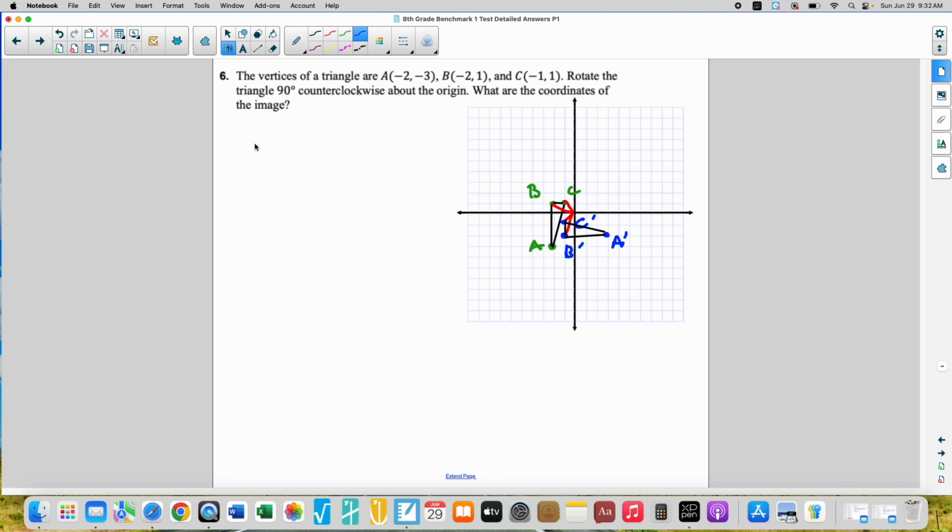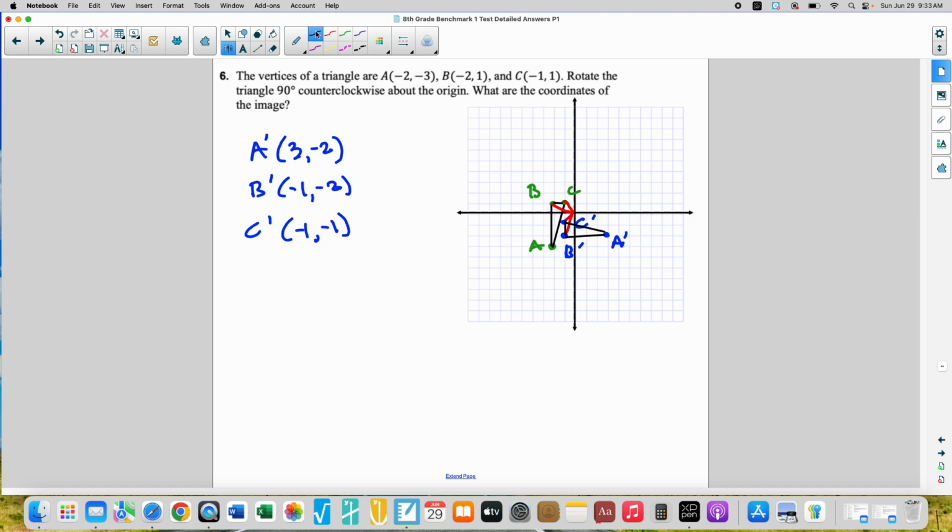And so my A prime is going to be, what's that? 3, negative 2. B prime is negative 1, negative 2. And C prime is going to be negative 1, negative 1.